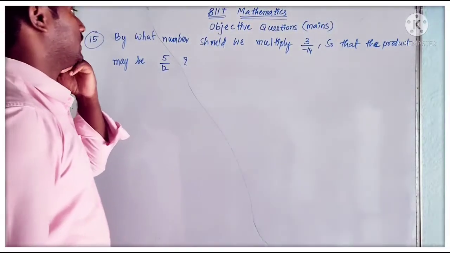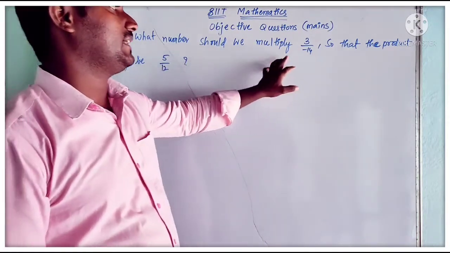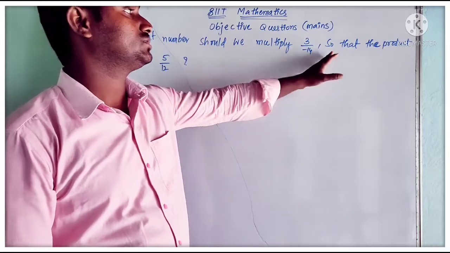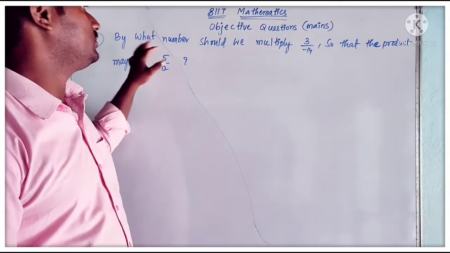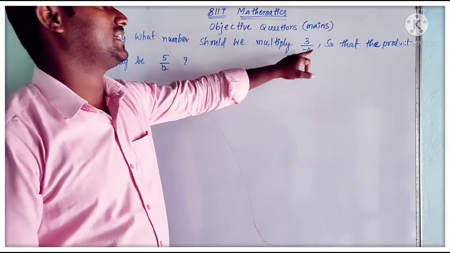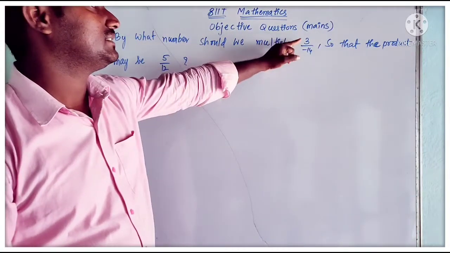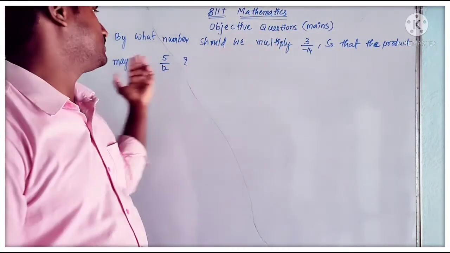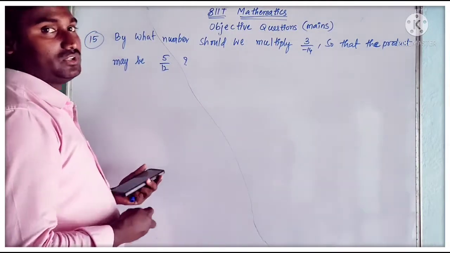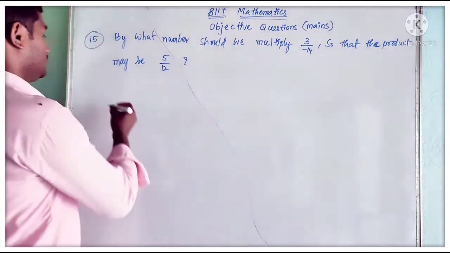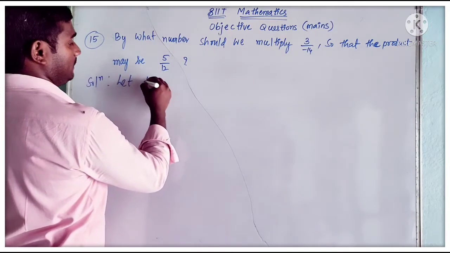Now we are going to discuss the 15th question. By what number should we multiply 3 by minus 14 so that the product may be 5 by 12? We need to multiply some rational number with 3 by minus 14 so that the product may be 5 by 12. So we need to find that rational number, which we don't know. What we need to do is assume. Let the required number be x.